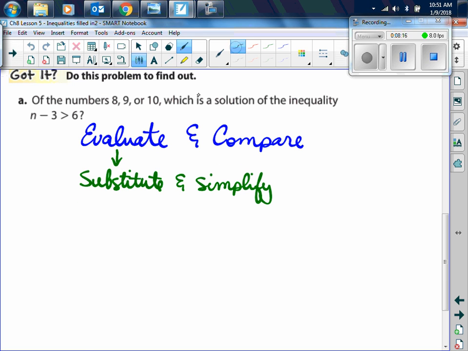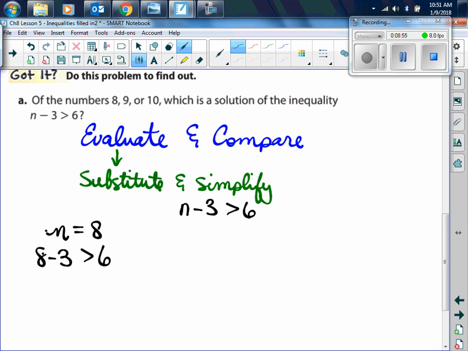Okay, so first thing you're going to do each time is you're going to write your original inequality. Actually, you can just write it down once. So n minus 3 is greater than 6. I'm okay with you just writing it down once and then showing your substitution, okay? All right, so here we're going to substitute 8 in for n. So when n is equal to 8, we have 8 minus 3 is greater than 6.